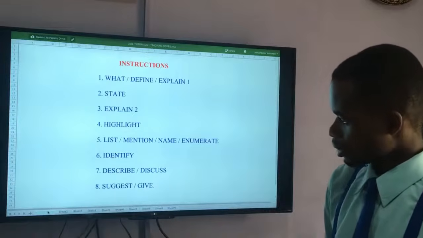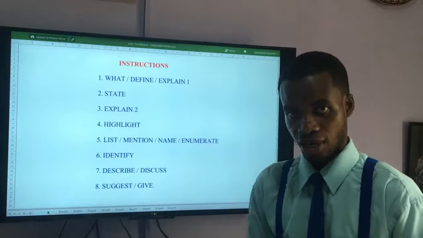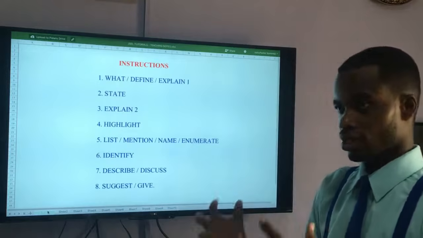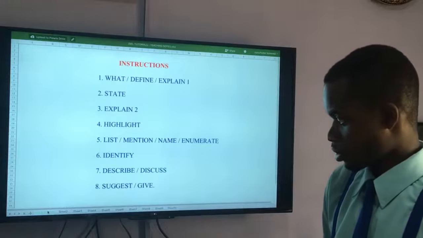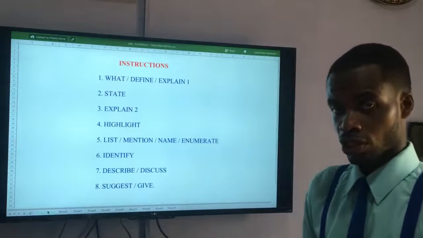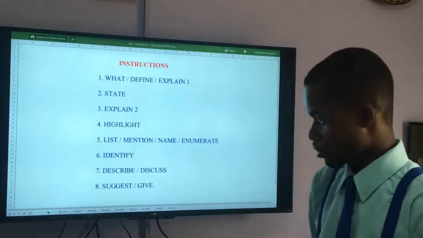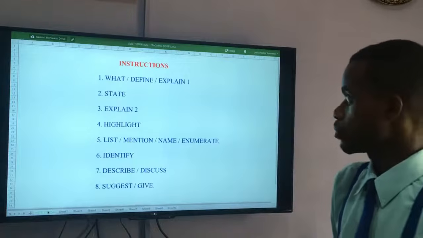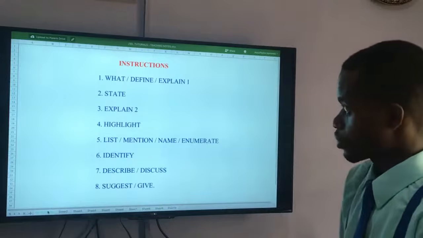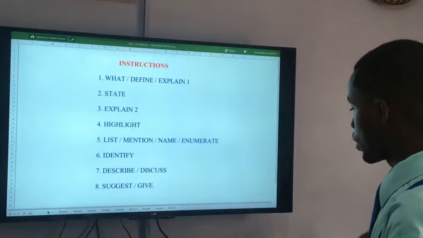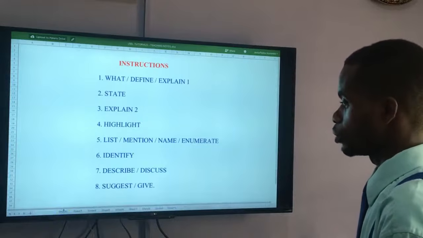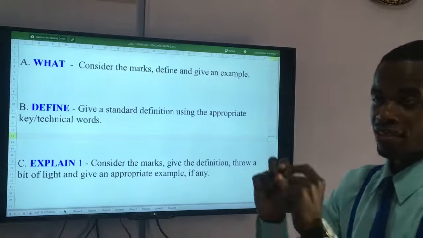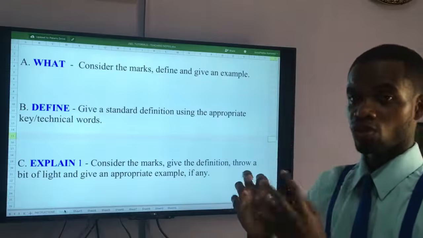Then we'll look at describe and then discuss. There is a familiarity between describe and discuss, and we'll go into it and see what the student has to do when asked to describe or discuss. Then we'll look at suggest or give. So quickly, let's see the first one. We have what, define or explain. So what do you have to do when you are asked to... they bring a keyword. So I'm going to give examples.